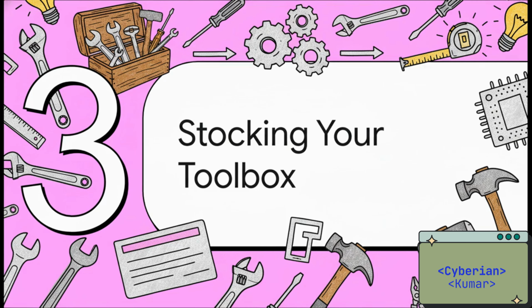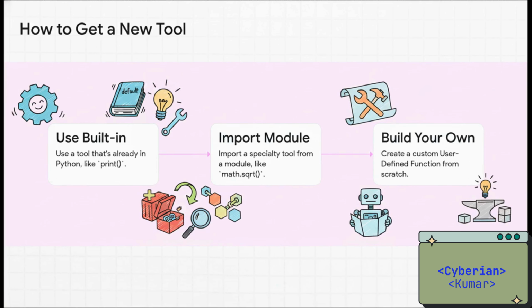So how do we get all these fantastic tools for our toolbox? The good news is you don't have to build every single one from scratch. Let's look at how you can start stocking up. You've basically got 3 main options. First, Python comes with a bunch of handy built-in tools like print or len. They're always right there, ready for you to use. Second, you can import specialty toolkits, which we call modules, for more specific jobs. You know, like importing the math module to get its square root tool. And third, and this is where the real power is, you can design and build your very own custom tools.